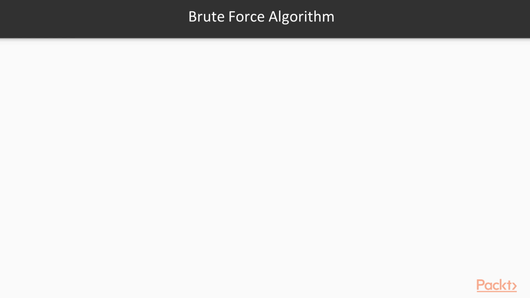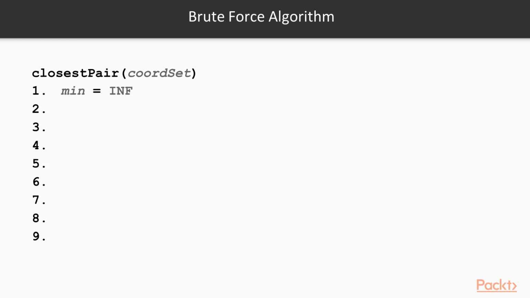Let's now have a look at the pseudocode for this. We define a function taking in a coordinate set as input. We then initialize a variable called minimum to infinity, and initialize 2 coordinates that will hold the closest pair as null. At the end of our function, we return the pair.